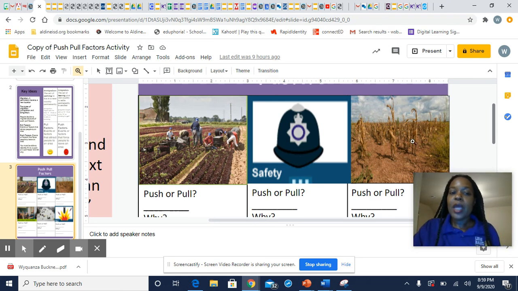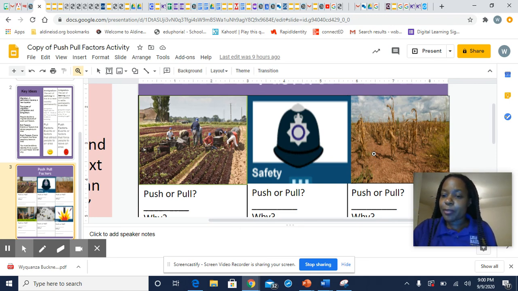So the first 3 images, you're going to tell whether it's a push or pull. I want to go over them. The first one is people that are working on a farm. Is that a push factor, something you don't want, or a pull factor, something that you would want, and why? All right. The next one is safety. You can see that it says safety here. It's represented by an old police hat. Is that a push factor, something you don't want in your country, or is that a pull factor, something that you want in your country? And tell us why.